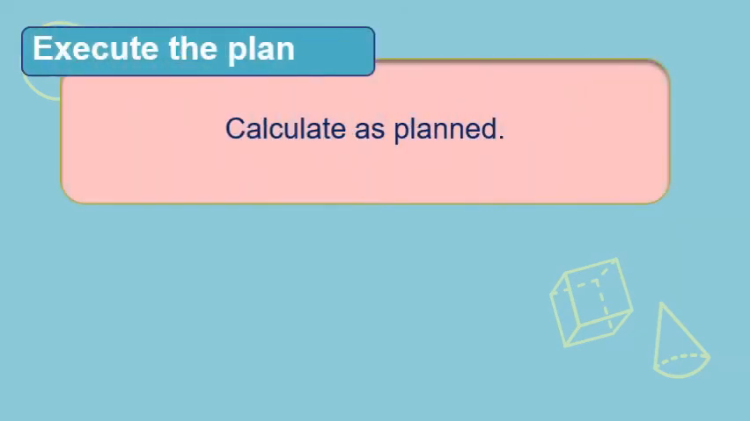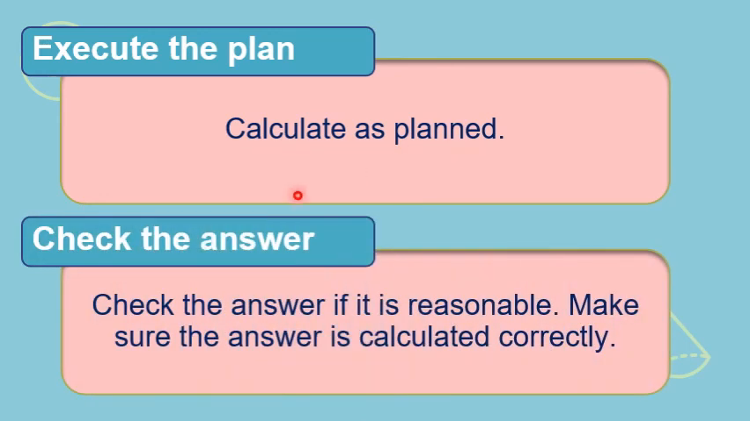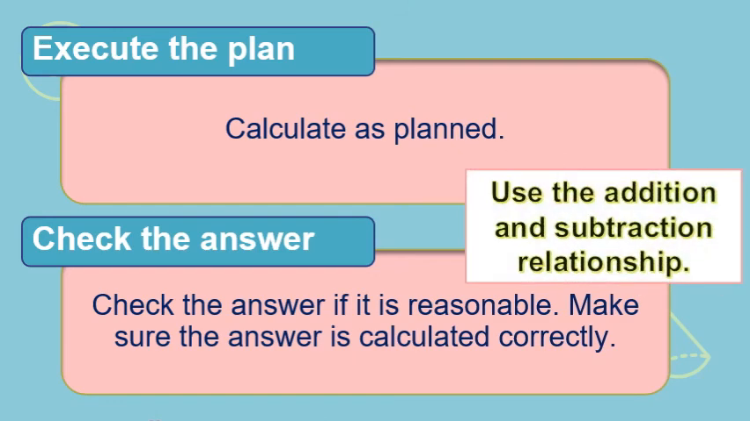Next, we are going to execute the plan. This is where we are going to calculate as planned. And the last step is check the answer. We are going to check if the answer is reasonable and make sure that the answer is calculated correctly. Again, don't forget, we are going to use the addition and subtraction relationship.